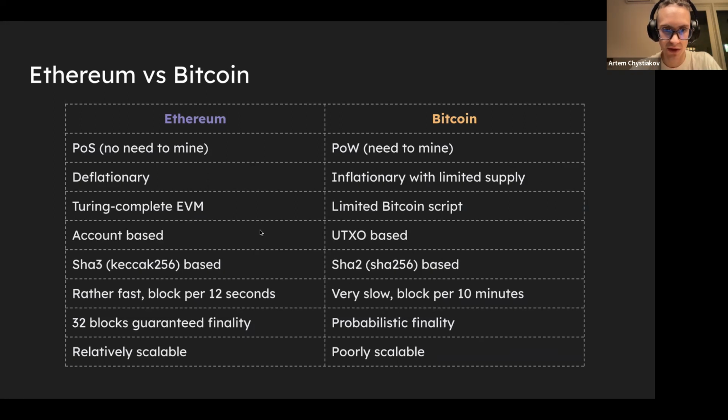I'm trying to find some questions. What does 32 block guaranteed finality mean? It means, without digging too deep into the consensus, there are blocks which are called slots, and there are epochs that consist of 32 slots. So basically each epoch consists of 32 blocks.